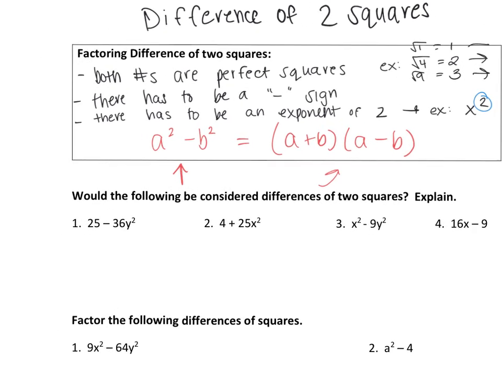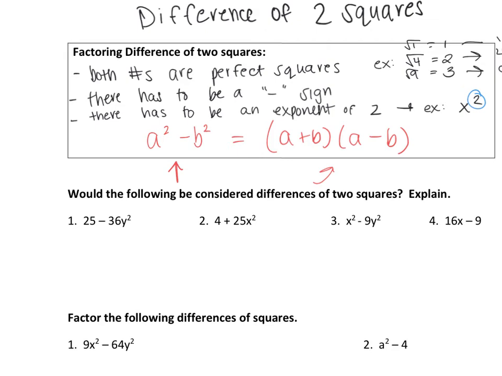So for number 1, I am looking to see if both numbers that I see are perfect squares. And I know that 25 and 36 are perfect squares because the square root of 25 is 5 and the square root of 36 is 6, okay? So that checks off the first one. Do I see a minus sign? Yes, so that checks off the second one. And do I see an exponent of 2? Yes, so that checks off the third one. So now that I have 3 checks, I can then go ahead and start my solving.